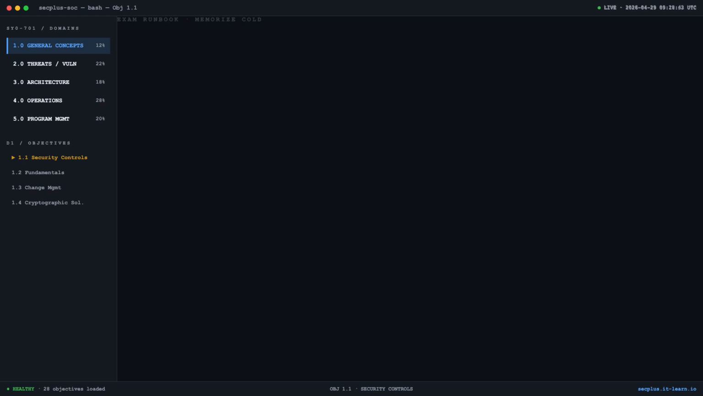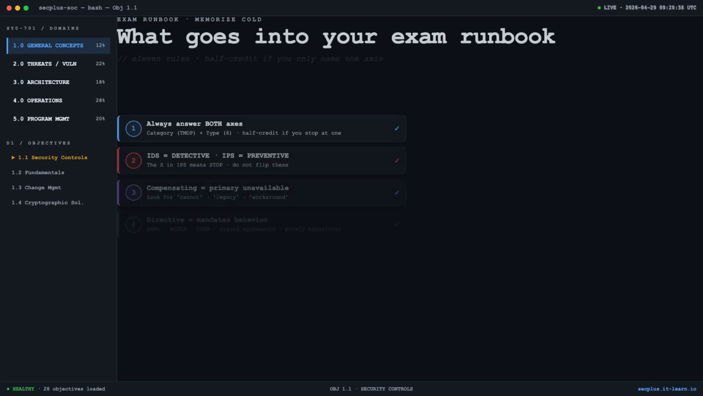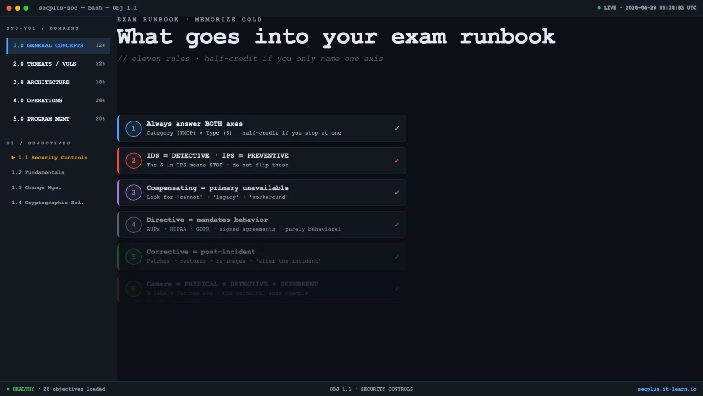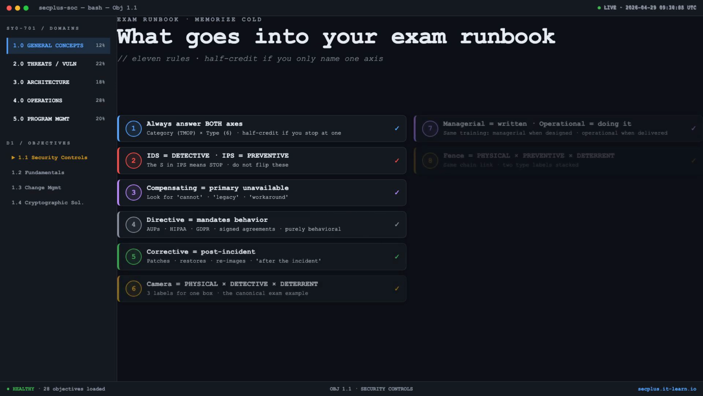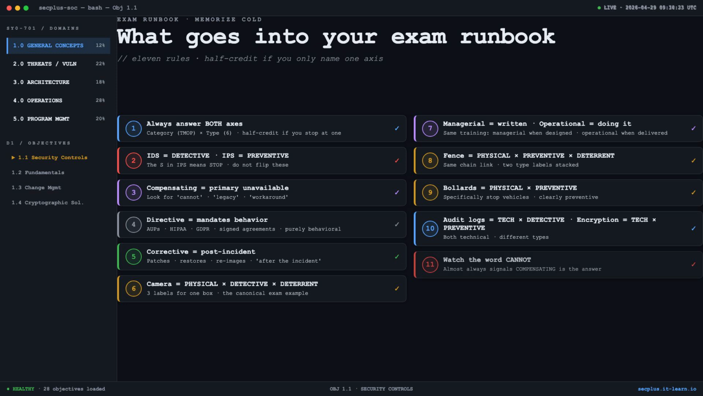1. Every control has a category: technical, managerial, operational, or physical, and a type: preventive, deterrent, detective, corrective, compensating, or directive. Always answer both. 2. IDS equals detective. IPS equals preventive. DS equals stop. Do not ever flip those. 3. Compensating controls show up when the question contains the phrase cannot be implemented, legacy, or workaround. 4. Directive controls are the policies, regulations, and signed agreements that mandate human behavior. 5. Corrective is post-incident, patches, restores, reimages.